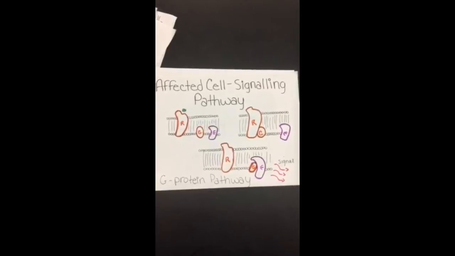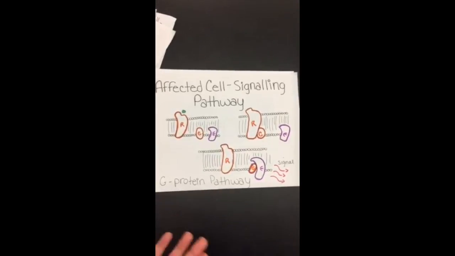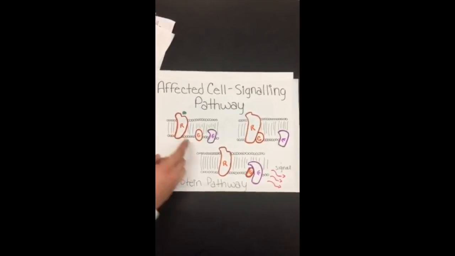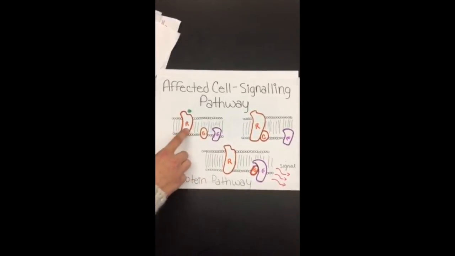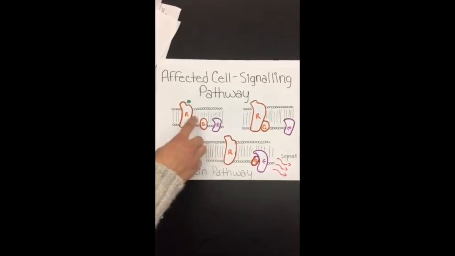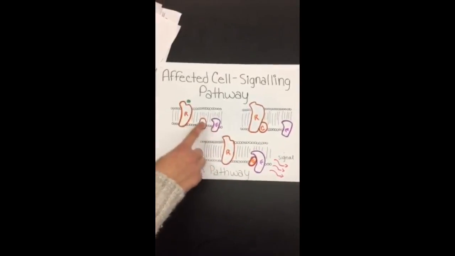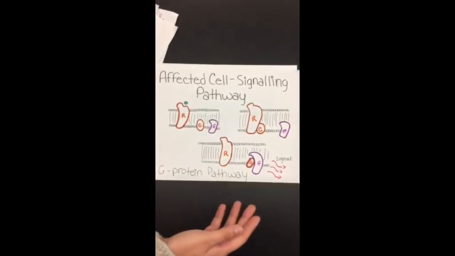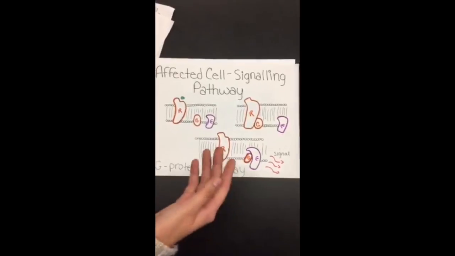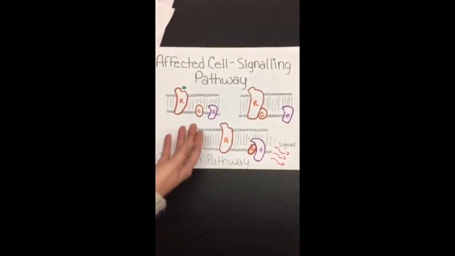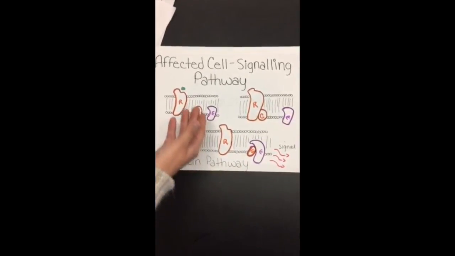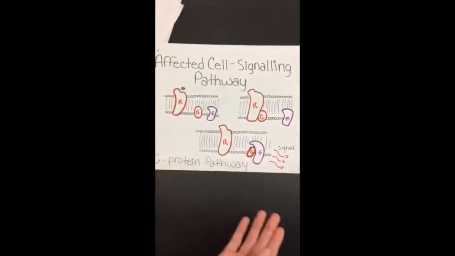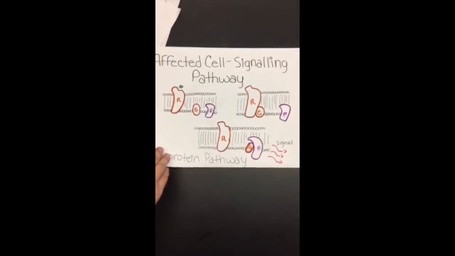In cystic fibrosis, the G protein pathway is affected. In a healthy person, the hormone would bind to the receptor, which would lead to the G protein binding to the receptor. And the G protein would go back to the enzyme with the signal. However, in a cystic fibrosis patient, the CFTR gene has a mutation and doesn't allow the G protein to bind to it. So the G protein can never bring the signal to the enzyme, and thus the signal is never transmitted.